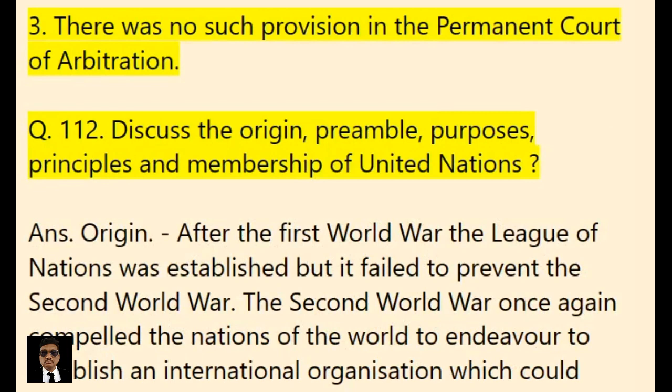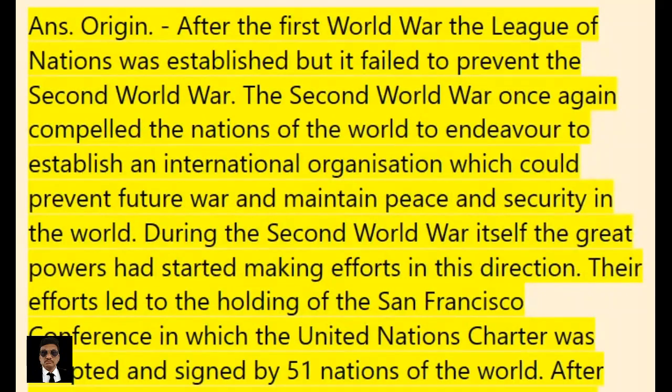Q. 112. Discuss the origin, preamble, purposes, principles and membership of United Nations. Ans. Origin. After the First World War, the League of Nations was established, but it failed to prevent the Second World War. The Second World War once again compelled the nations of the world to endeavor to establish an international organization which could prevent future war and maintain peace and security in the world.